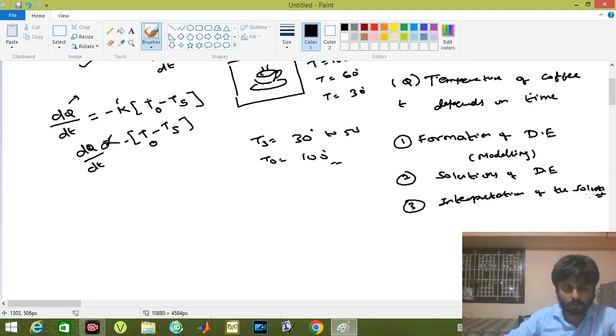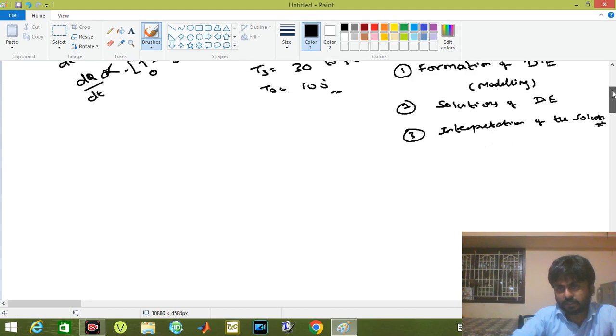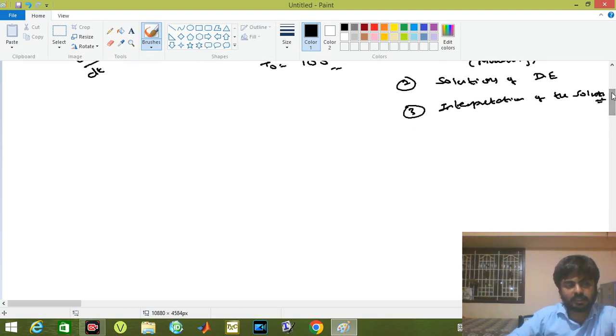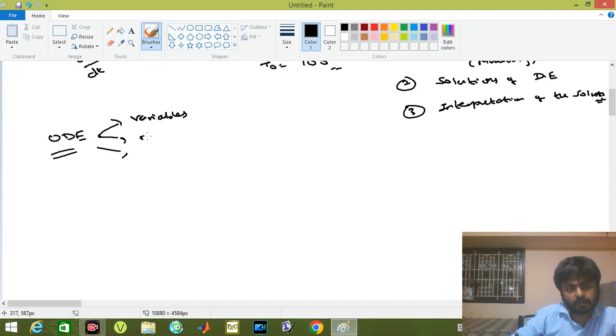Now we want to know the definition of differential equations. An ordinary differential equation, that is ODE, consists of three things: one is variables, second is derivatives, and third is constants, and these three are related by operators.